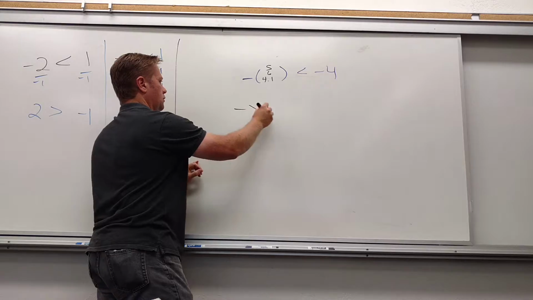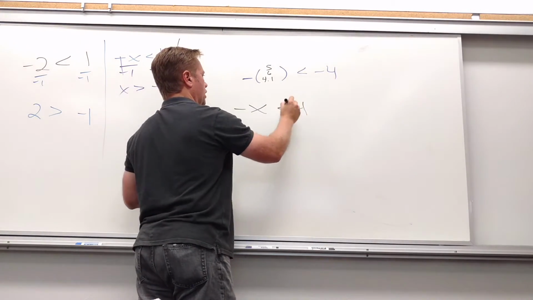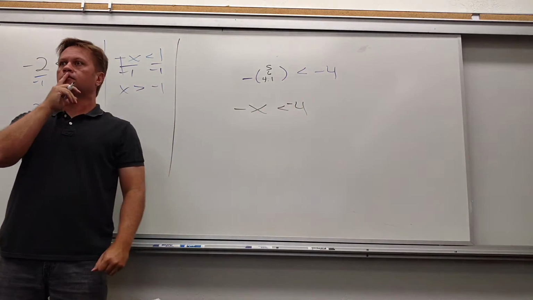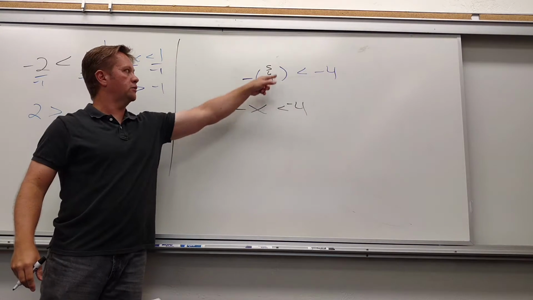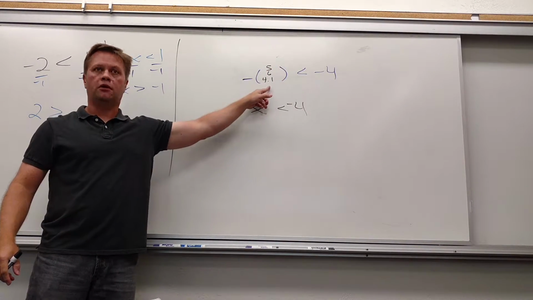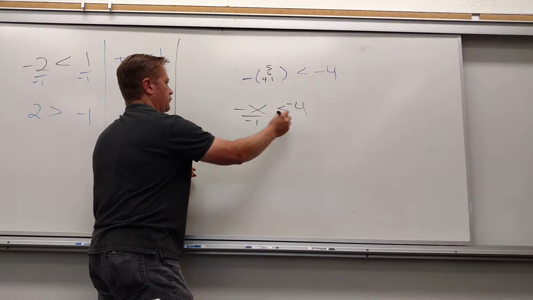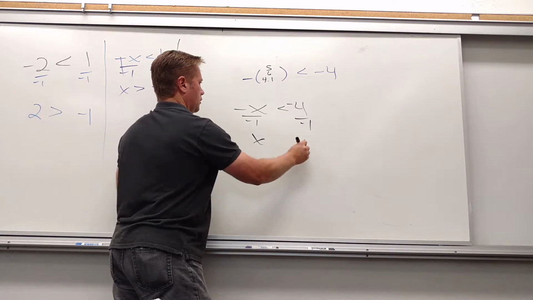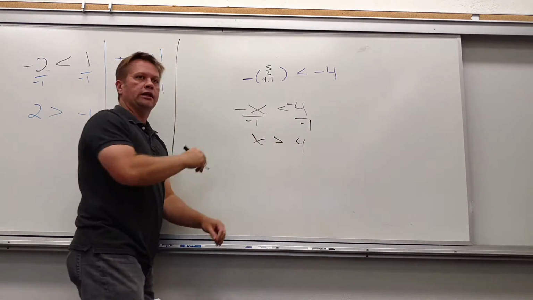So this should have an answer of x bigger than 4. We looked at it and it makes sense. All the numbers I can put in there to make this work are bigger than 4. So when I divide by -1, I have to flip the sign to make it match what I know is true.